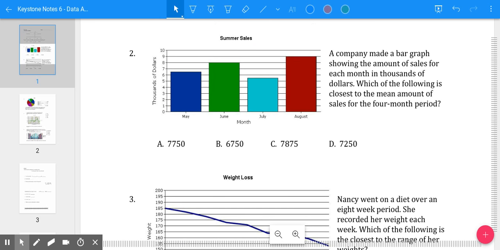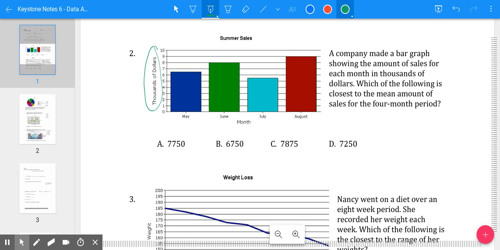For number 2, we're looking at a bar graph. And it asks which of the following is the closest to the mean amount of the sales for the fourth month period. And they're showing us in the bar graph the 4 months in that period, and then the amount of sales for each of those months in thousands of dollars. So this is key over here. The y-axis is actually thousands.